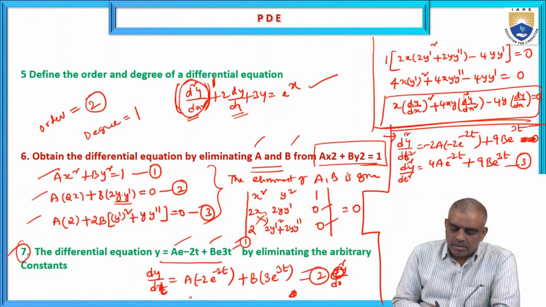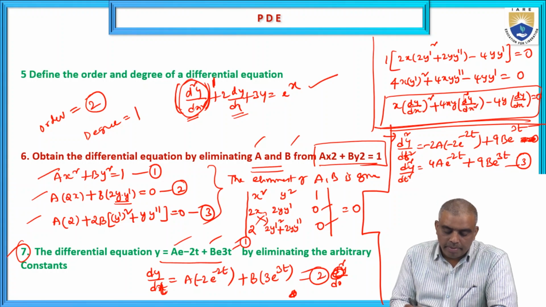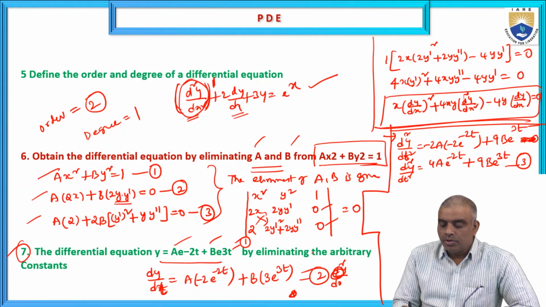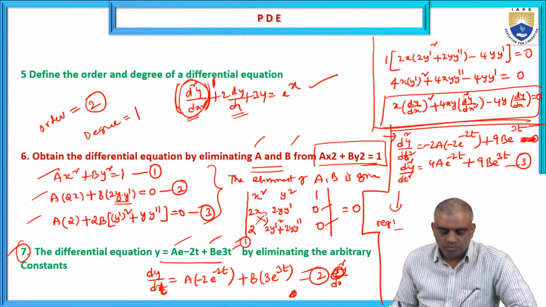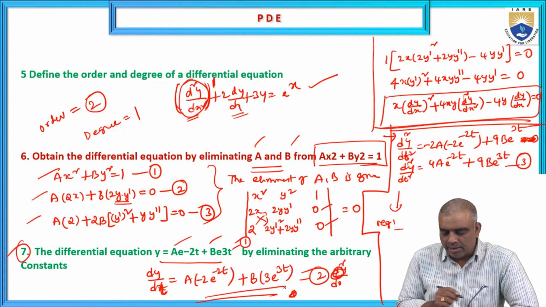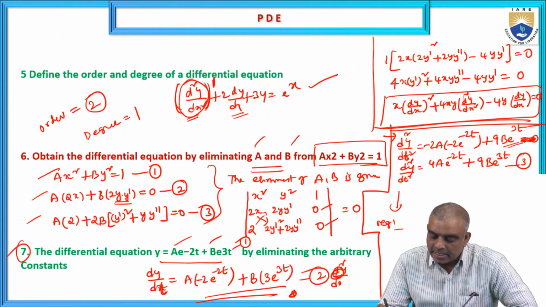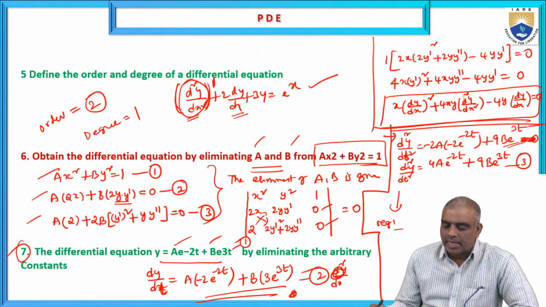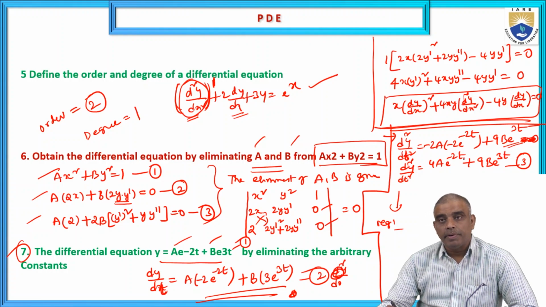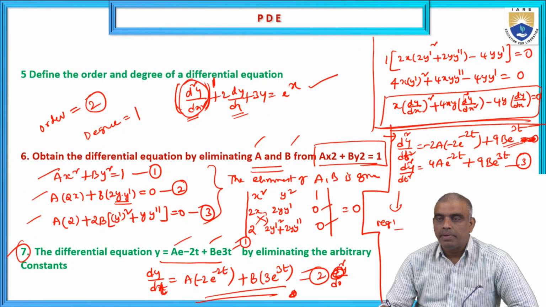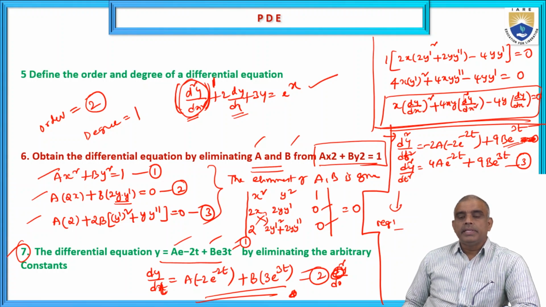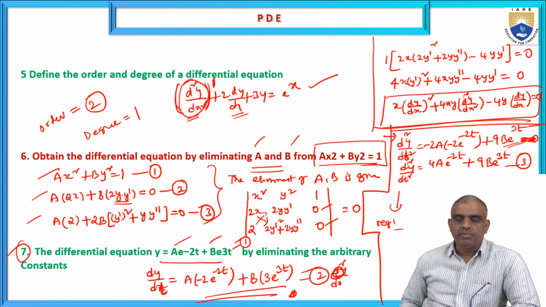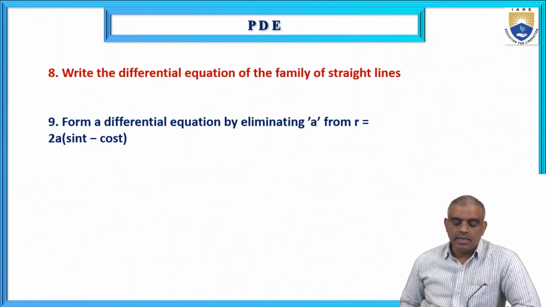Now we can eliminate the constants a and b from the 3 equations by using the determinant, or by using algebraic addition and multiplication. We can find the required solution, and that will be left as an exercise for the students. So you have one equation, I have already done the differentiation, and d square y by dt square is also calculated. The value is 4 into a into e power minus 2t plus 9 into b into e power 3t. Now the eliminant of a comma b from the 3 equations will be the required differential equation.